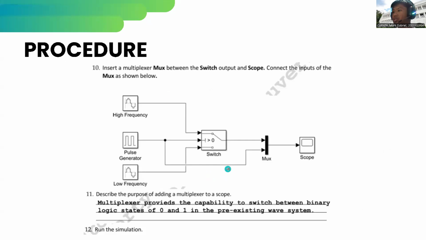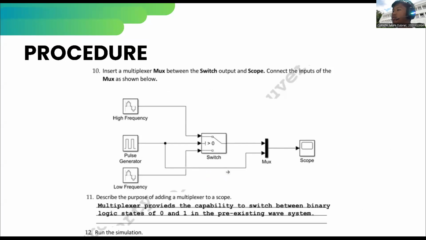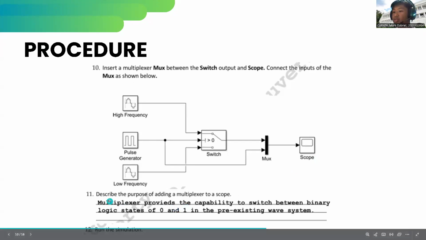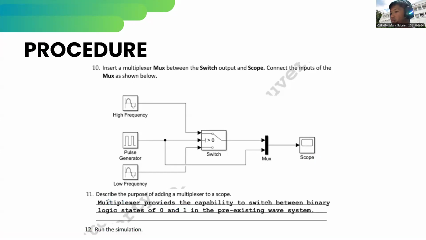Moving on to the procedure again. This procedure shows an additional configuration and observation in the step simulation. Parameters such as the frequency and pulse width may be adjusted to observe different waveforms, and a MUX is added between the switch output and the scope. Describe the purpose of adding a multiplexer to a scope. A multiplexer provides the capability to switch between binary logics of 0 and 1 in the pre-existing wave system.